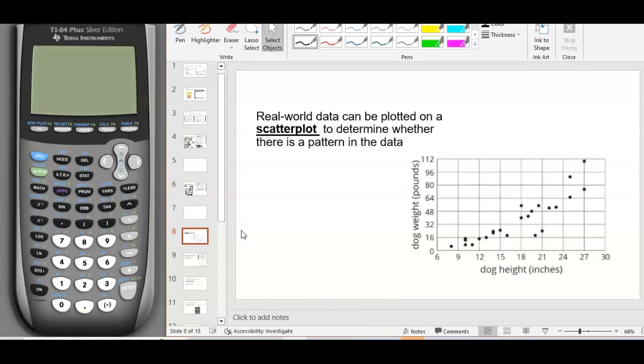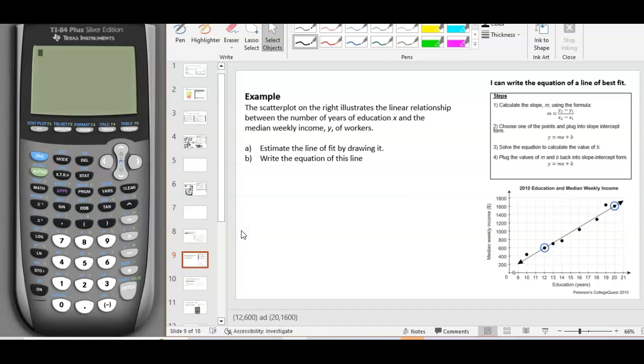So remember, we said that real-world data can be plotted on a scatter plot to determine whether there's a pattern in the data. The scatter plot on the right illustrates a linear relationship between the number of years of education X and the median weekly income Y of workers. So we can estimate the line of fit by drawing it. You can see the line of fit is drawn here on the graph, and we're now going to figure out how to write the equation of this line.